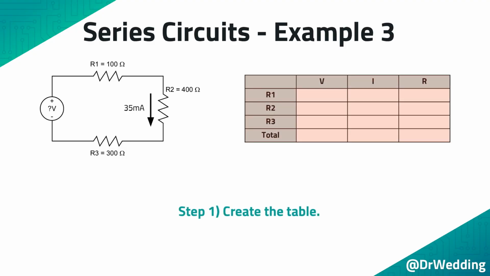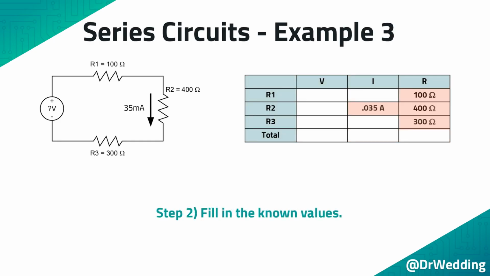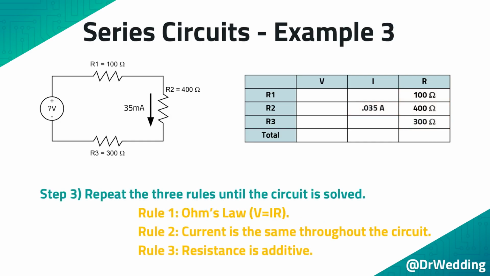To solve this problem, you must follow these steps. Step 1. Create the table. Step 2. Fill in the known values. Step 3. Repeat the 3 rules until the circuit is solved. First, use Rule 3. Resistance is additive. This gives you the total resistance.